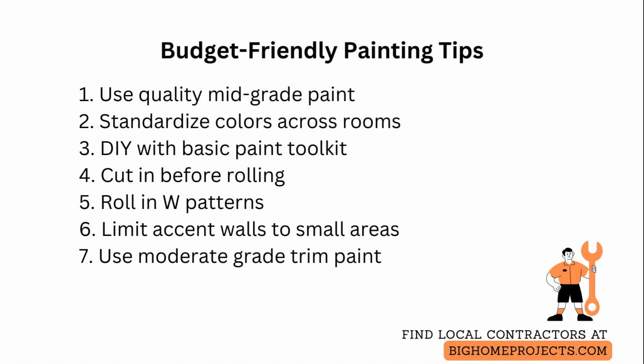When feasible, paint rooms yourself with a basic toolkit of quality rollers, angled sash brush, painter tape, and an extension pole, and follow a system of cutting in first, rolling in W patterns, and back rolling for uniform finish. Limit accent walls to small features such as a single wall in a bedroom or a recessed niche so you get visual interest without buying multiple full tins of specialty color.